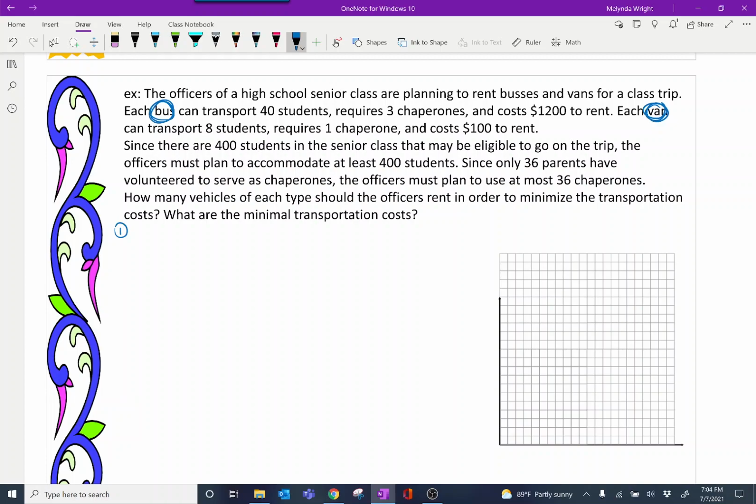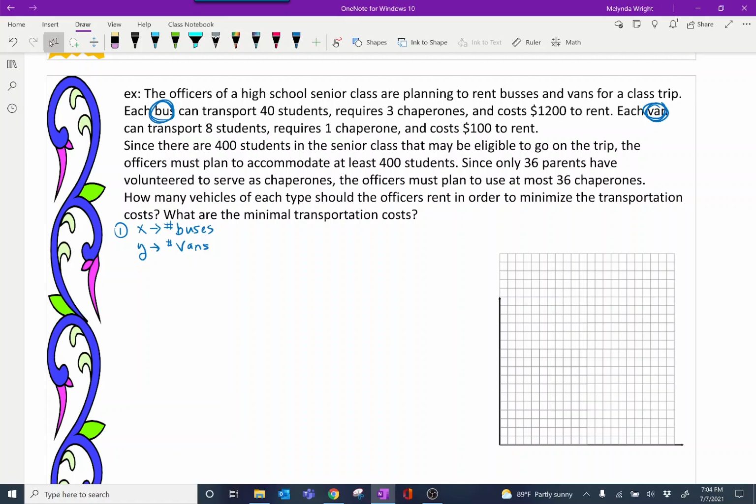Does it matter which is x and which is y? No, we just really should write it down so we know. I made x the number of buses, and I made y the number of vans. Okay, step 1 done. We've identified our variables.